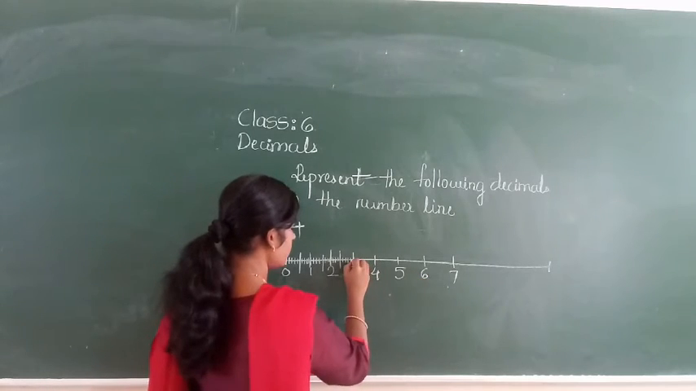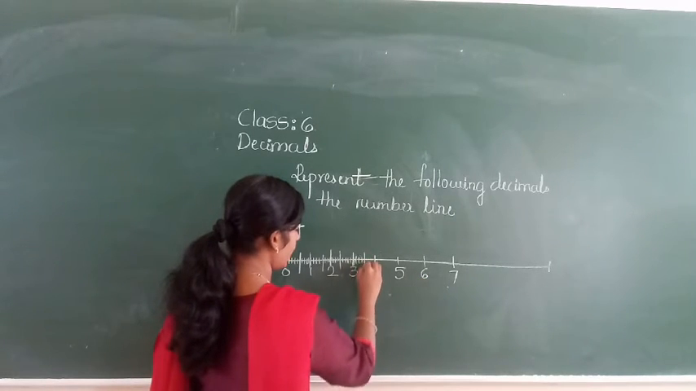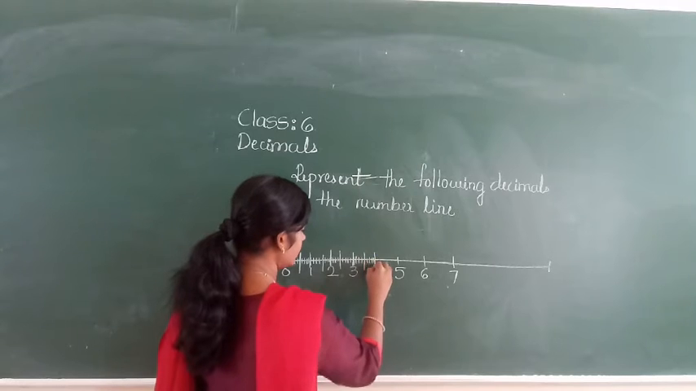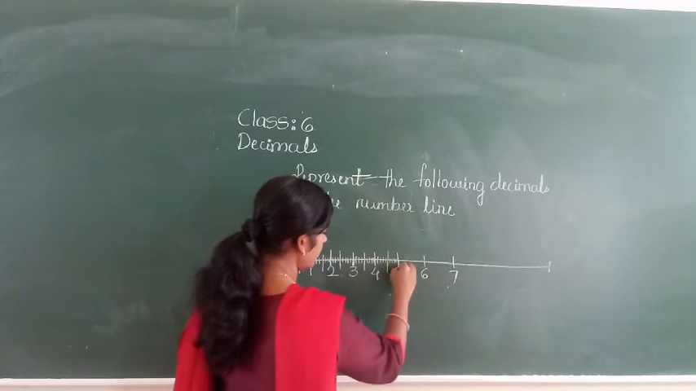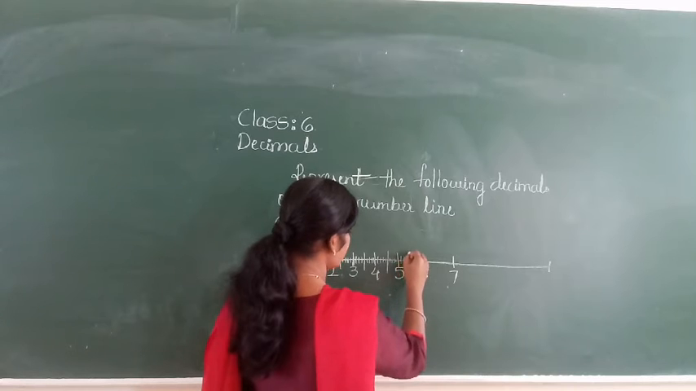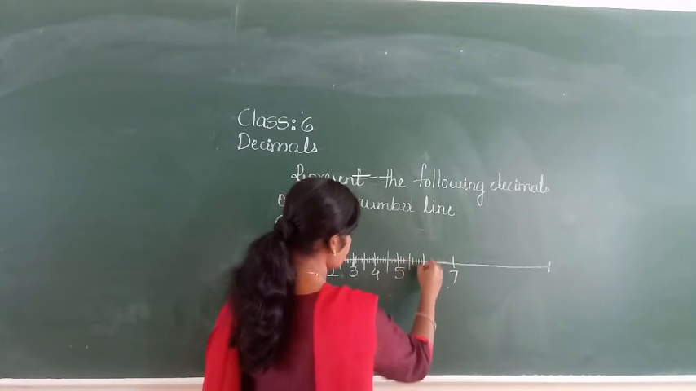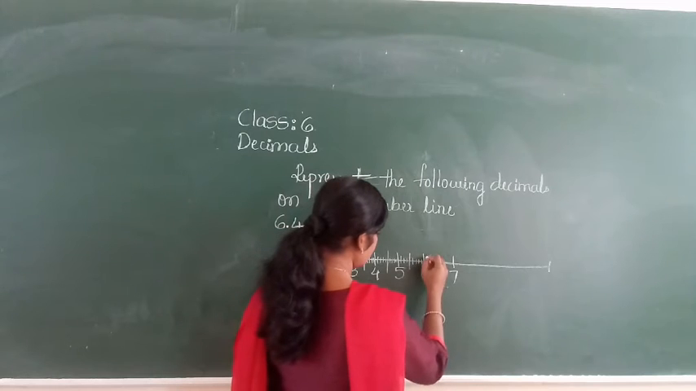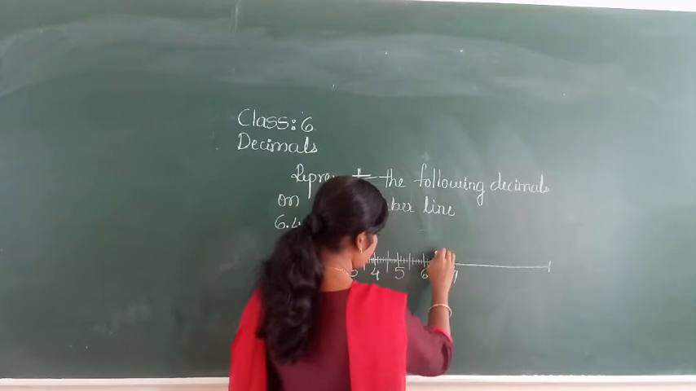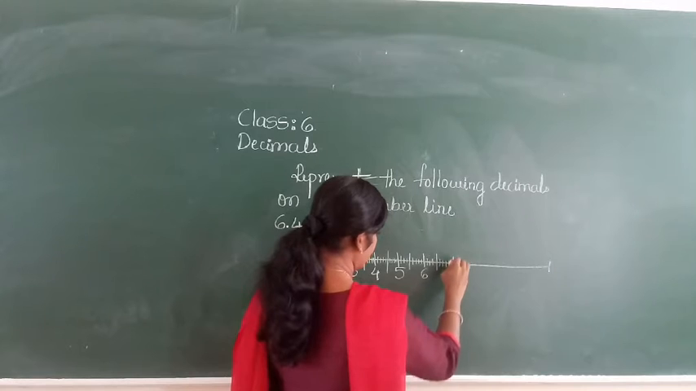See here, after 3, draw 1, 2, 3, 4, 5, 6, 7, 8, 9, 10 lines. After that, here also you have to follow the same procedure. Again you have to draw 10 lines here.